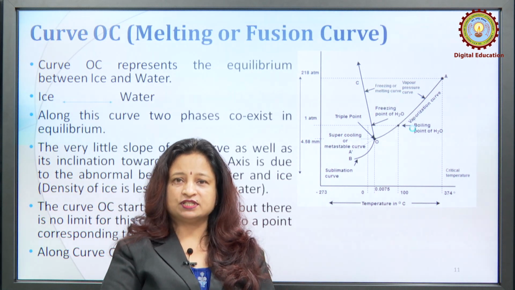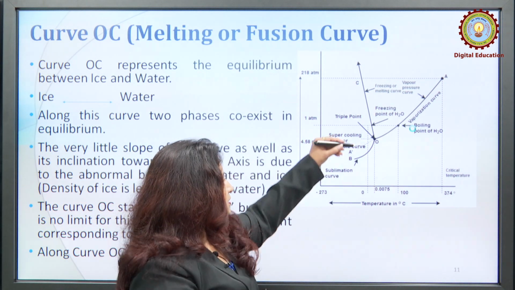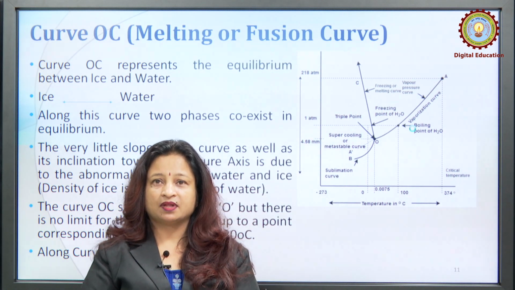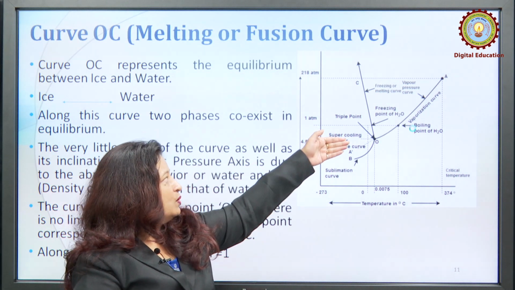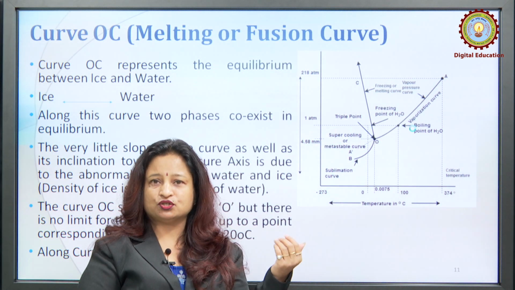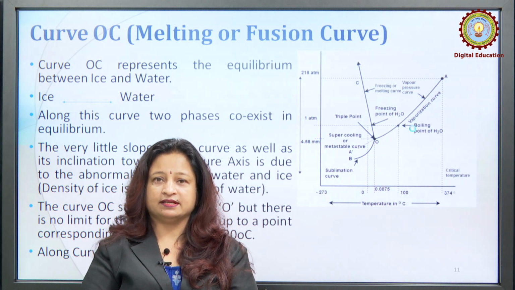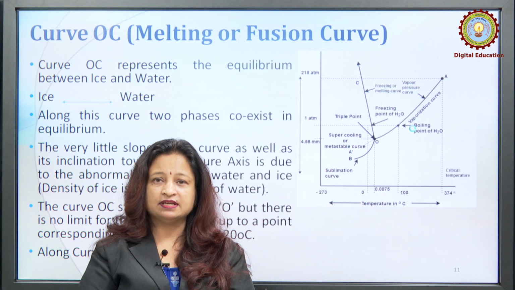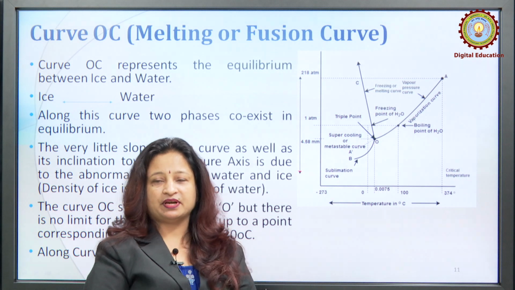Let us come to the curve OC. This is the third stable curve that we are going to discuss. This curve represents the equilibrium between solid ice and liquid water, and that is why it is also known as melting or fusion curve. Now, you can see the very little slope of this curve as well as its inclination towards the pressure axis is just because of the abnormal behavior of water and ice. All of us know that density of ice is less than that of water, and because of this, the slope is very low and it is inclined towards the pressure axis.